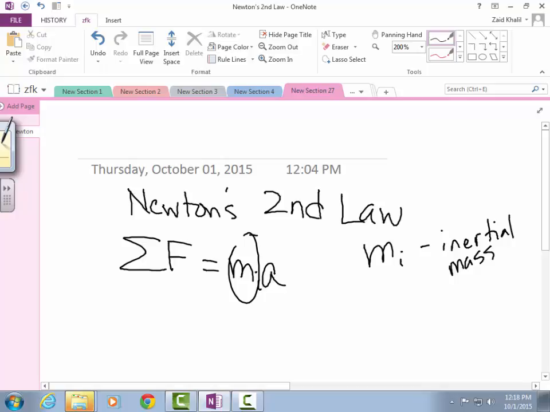And what the inertial mass is, is a body's resistance to a constant force.